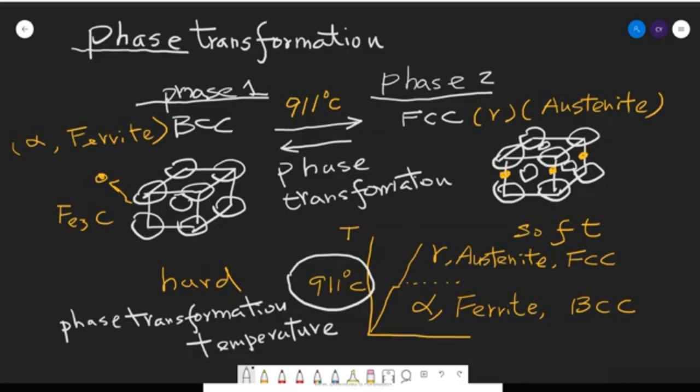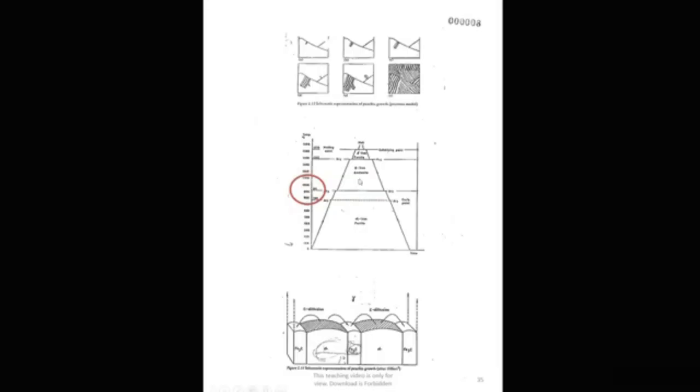Okay, in this case, we'll go back to the slide. So you may look at page number 35. This area is ferrite and this area is austenite. So this area is FCC structure and this area is BCC structure here.